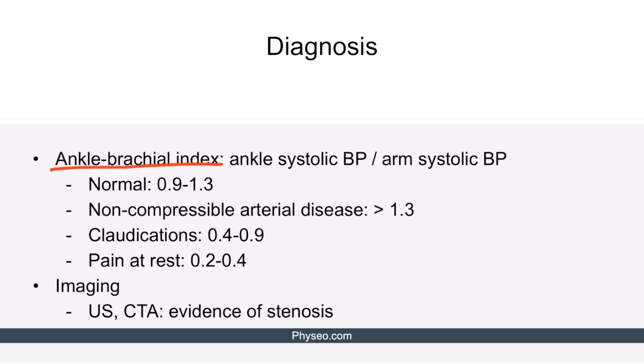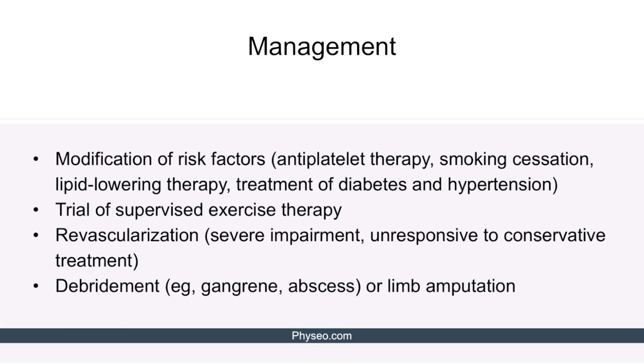and pain at rest occurs between 0.2 and 0.4. Now, imaging methods such as Doppler ultrasound and CT angio can also be performed and will show evidence of stenosis. Management of patients with arterial ulcers includes modification of risk factors of peripheral artery disease and atherosclerosis in general.